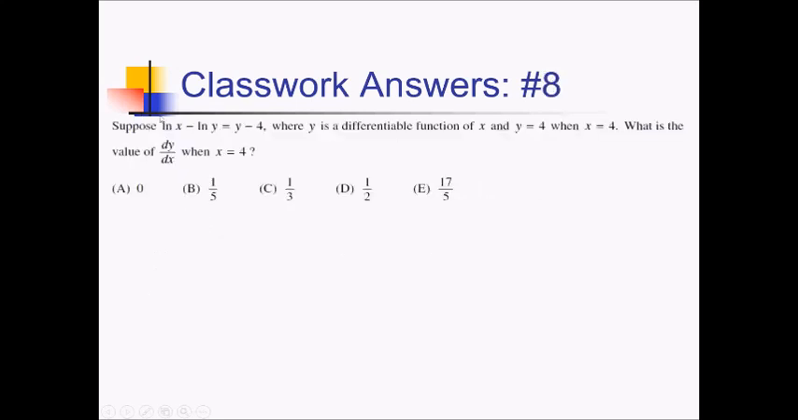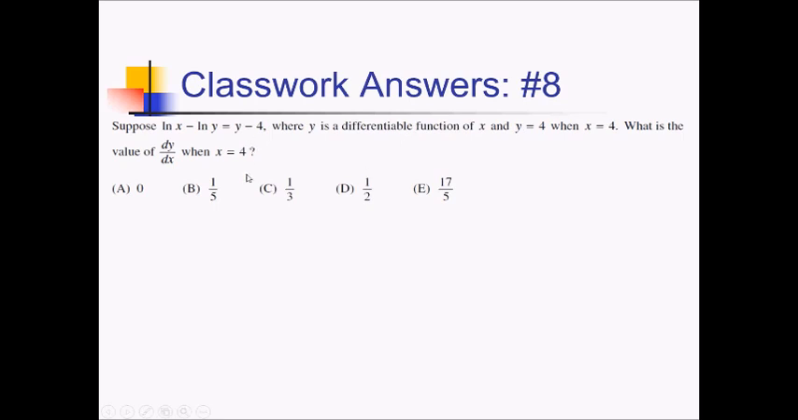On this problem, I'm given this equation, and I want to figure out the derivative of this thing when x equals 4. And the only other piece of information here is they're telling us that y is 4 when x is 4. So we have the point 4 comma 4 that is going to be plugged into our derivative.